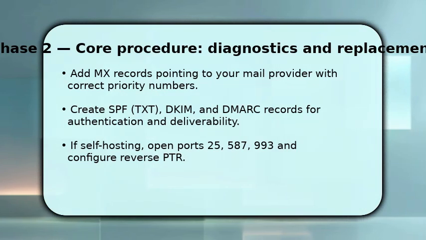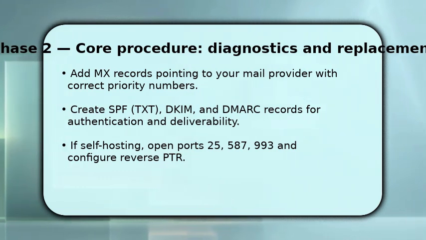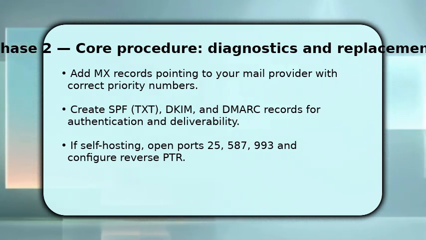Now configure DNS so mail actually arrives. Replace existing MX records with the provider's hosts and priorities. Make sure TTLs are reasonable, like 3,600 seconds. Add an SPF TXT record authorizing your sending IPs, then enable DKIM signing and publish its public key as another TXT. Create a DMARC policy to monitor or enforce.